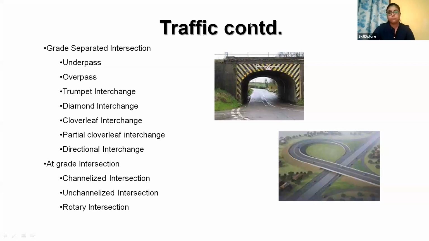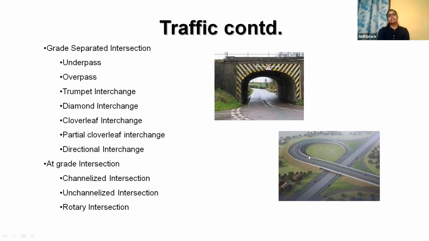Next is at-grade intersection. It can be of three types. Channelized, where we provide channels and ask the vehicles to follow that particular channel. In some areas, it will be unchannelized intersection, and finally rotary intersection. All these three will be discussed separately, including the advantages and disadvantages.